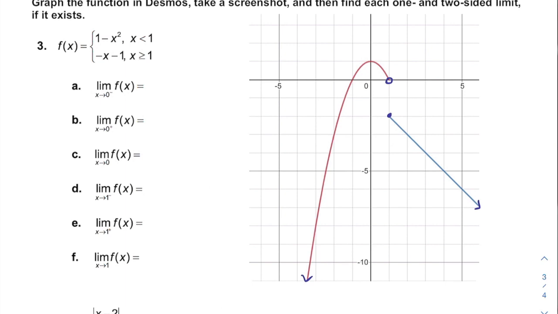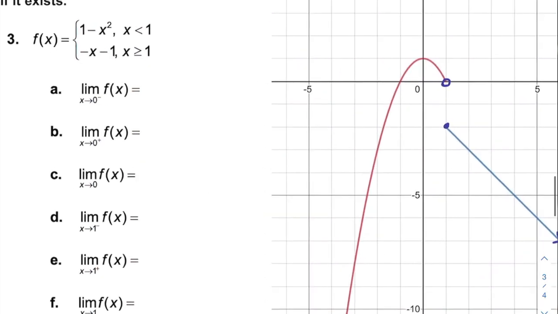Okay, so now what we're going to do is we're going to follow our limits, and so the first one says the limit as x goes to 0 from the left. So we have a minus sign, so that's the left. So what you want to do is we're at 0. You want to hop to the left side of it, so anywhere in those negative numbers. We're going to trace towards it, and then right when we hit 0 from the left, it looks like our y value is 1. So the limit from the left is going to be 1.